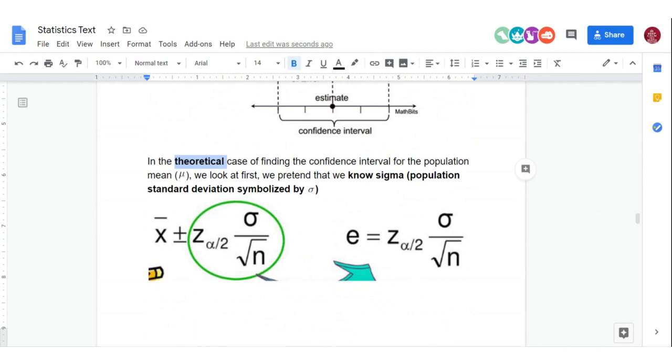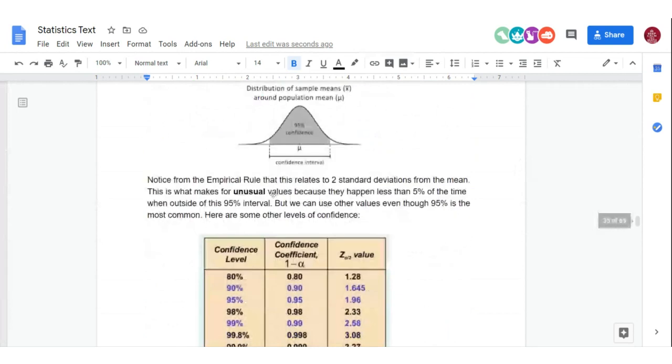Now, the reason why I say this is theoretical is because if we don't know anything about the mean of the population, most likely we don't know anything about the standard deviation of the population. But if we've got it, then it's really a pretty easy thing to do. And that's what this case is about. That's why I'm calling it the theoretical case. So let's go back down here and look.